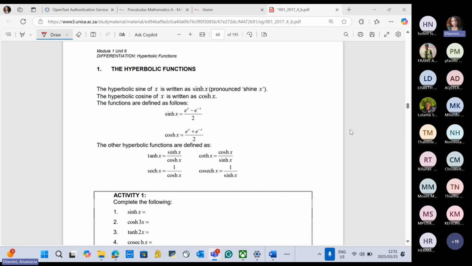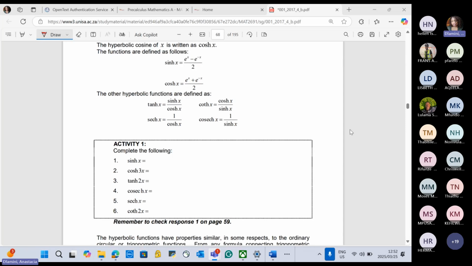Now they say the other hyperbolic functions are defined as follows. The hyperbolic function of tan, some people call it tanh. The hyperbolic function of sec, some people call it sech. The hyperbolic function of cot, some people call it coth. The hyperbolic function of cosec, some people call it cosech, something like that. Are we all together?